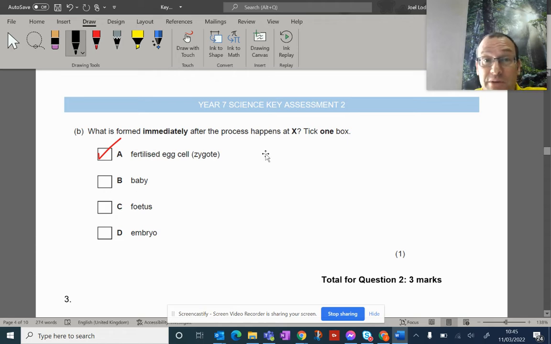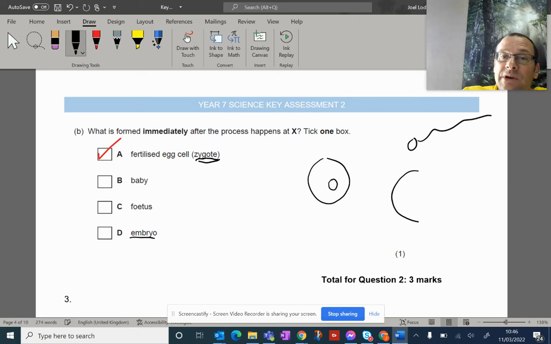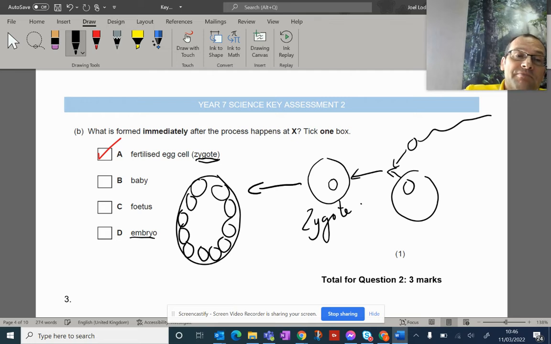What is immediately formed after the process of fertilization? So it is one cell, a fertilized egg cell, and we call it a zygote. A lot of people are putting embryo, that's just a little bit later on, not immediately after fertilization. So after fertilization, we have one cell from the sperm and the egg cell joining together to form the zygote. Later on, that forms a bigger lump of cells that we call the embryo.